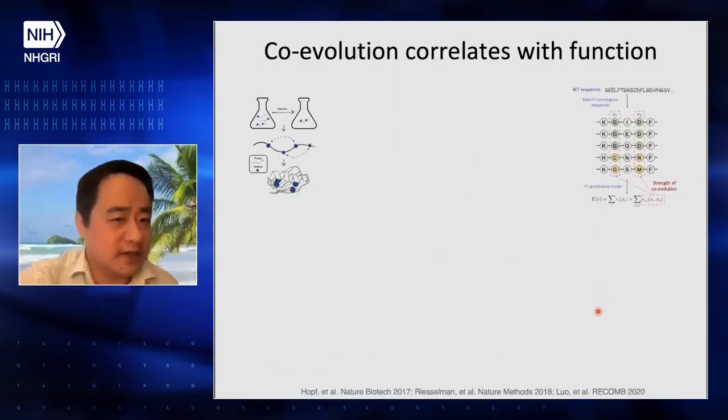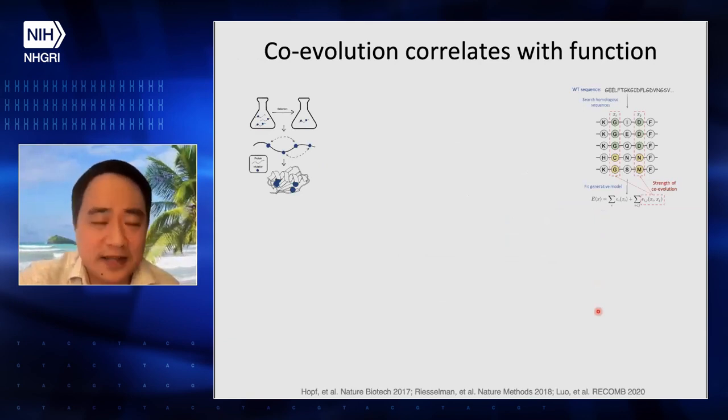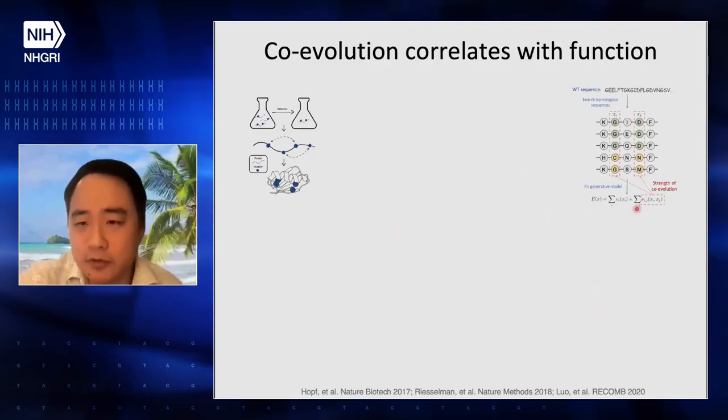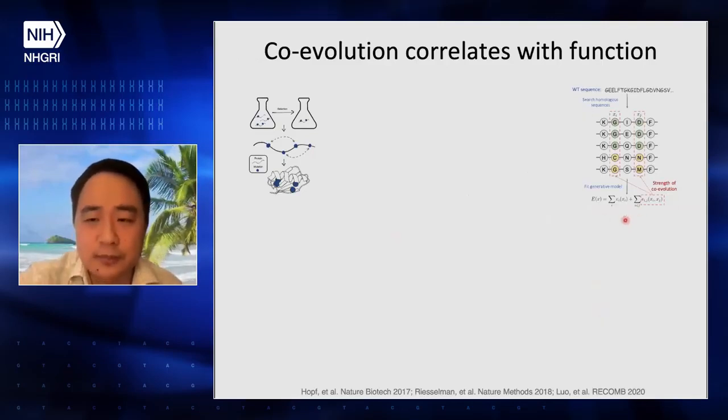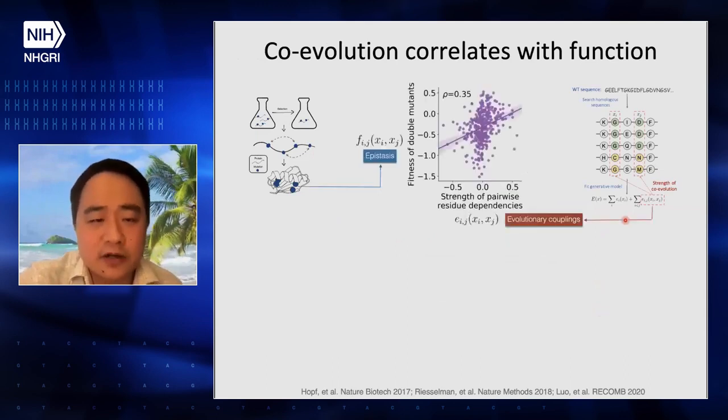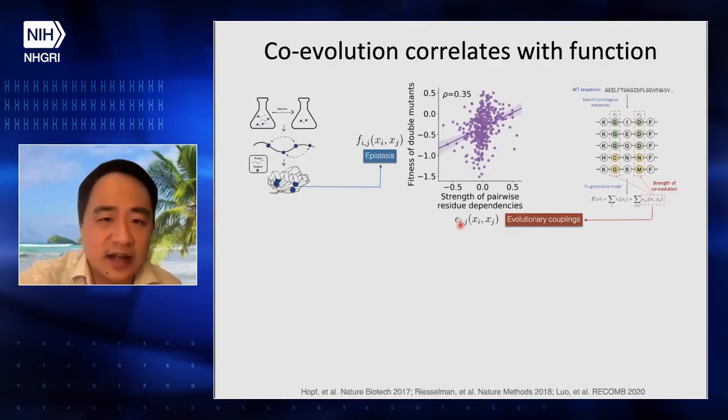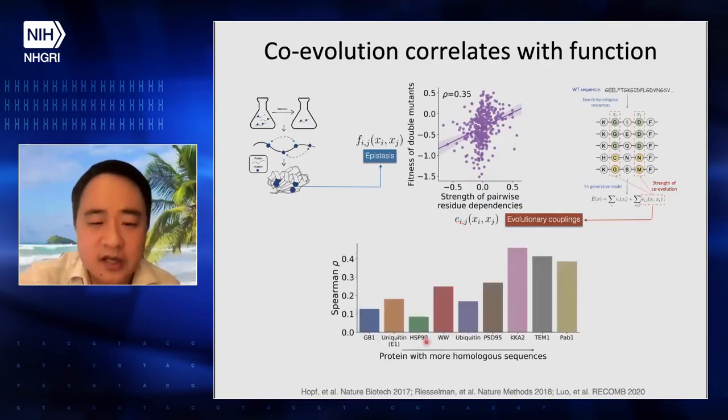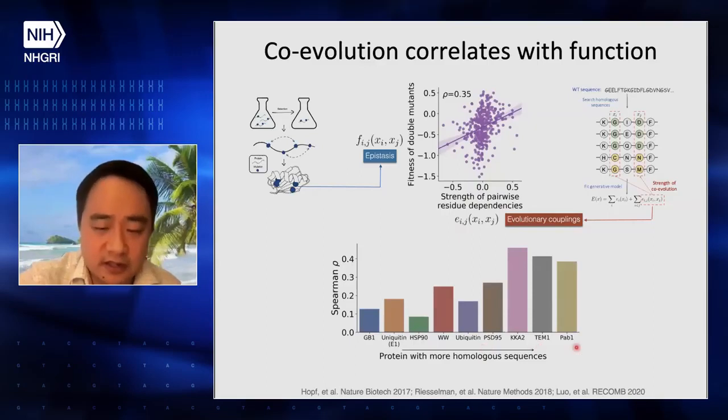So the first thing we did was check whether these evolution patterns actually correlate with function. On the left, we have experimental data from deep mutational scanning, like pairwise deep mutational scanning. On the right, we have the model we showed before to compute the coevolution pattern. We checked whether they correlated. Different sites have different correlations, but on average, if we have a lot of homologous sequences in the alignment, we tend to have a stronger correlation.